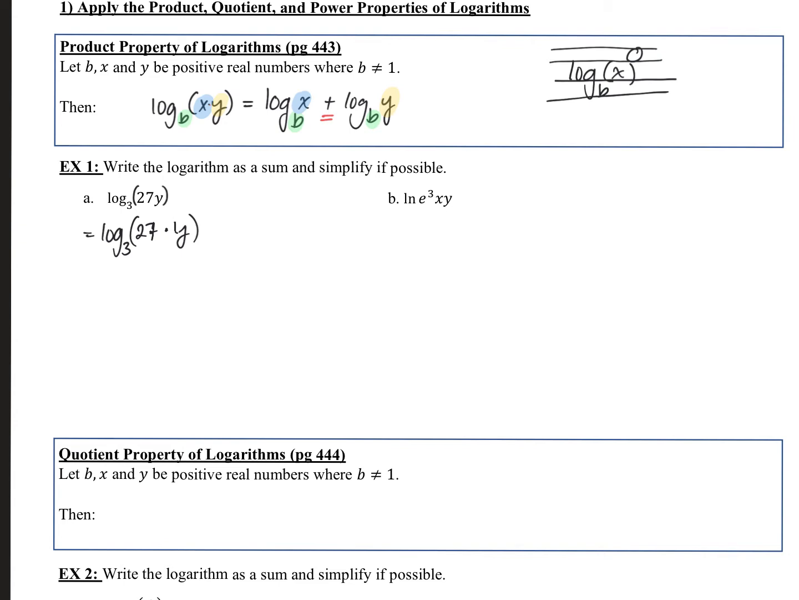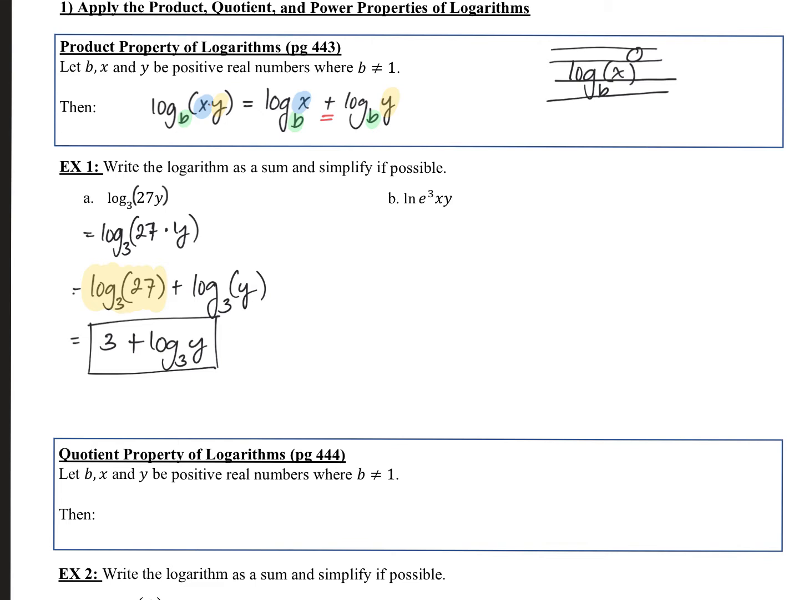So when I see that, I'm going to go ahead and split it up. We'll keep the base of log, so keep the base. And then we split it up with a plus sign, remember? And there we go. Now, can we simplify any of this? Well, the first one is log base 3 of 27. And remember, this is asking us 3 to what power gives us 27? And that's going to be 3. So we can simplify to 3 plus log base 3 of y, and we are done.